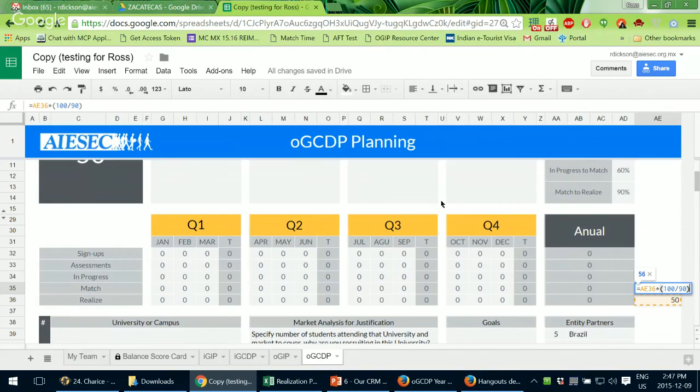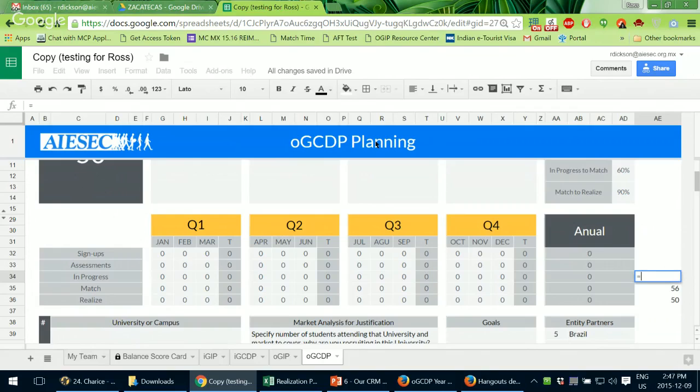What does this mean? With this specific formula, you're using 90% conversion rate to find out how many matches you need. So I click enter. I need 56 matches. And use the conversion rates here because they are realistic. So next, I have 56 matches. Okay, now I want to know how many in progress. So the conversion rate for in progress is 60%.